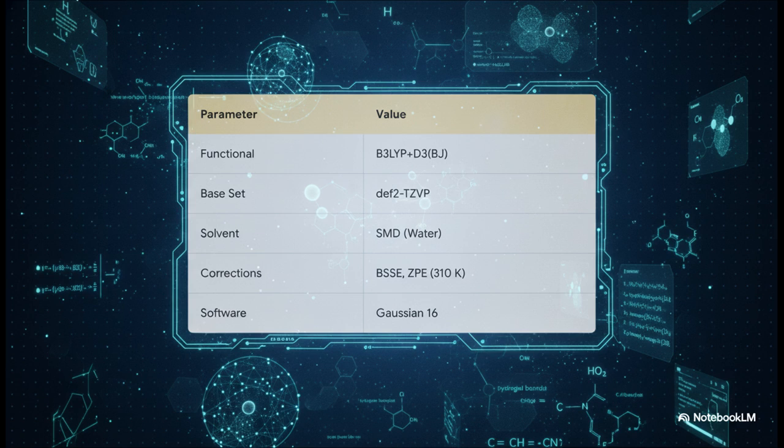We're using the B3LYP hybrid functional, but crucially incorporating Grimme's D3BJ dispersion correction. You absolutely need that to capture the van der Waals forces and hydrogen bonding in the hydration layers. You'll run this using a 6-31G(d,p) basis set, scaling up to def2-TZVP for fine energy calculations, all within an SMD water solvation model at a physiological 310 Kelvin. These are your validation parameters for software like Gaussian 16 or ORCA.